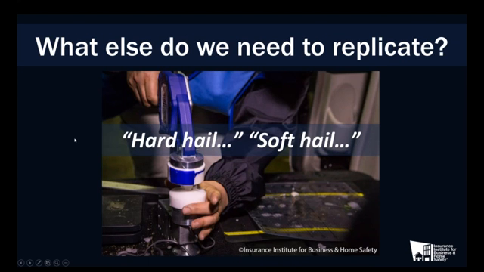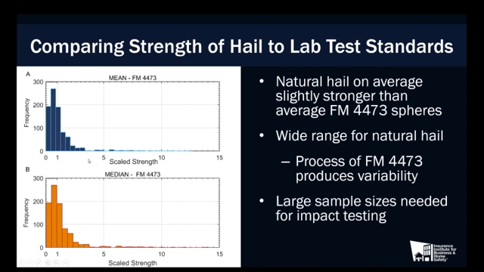The other piece of the puzzle, hard hail or soft hail, is understanding the strength characteristics. That's what we need back in the lab and be able to reproduce in terms of impact testing. And what I'm showing here is actually a scaled measure of the compressive strength of natural hail. And we actually scale it by the mean value of the FM 4473 pure ice test. So that's a distilled water ice sphere that we crushed. We measured the amount of force it took to crush that stone, and we took the mean value. And in this particular case, natural hail on average was slightly stronger than the average ice sphere.